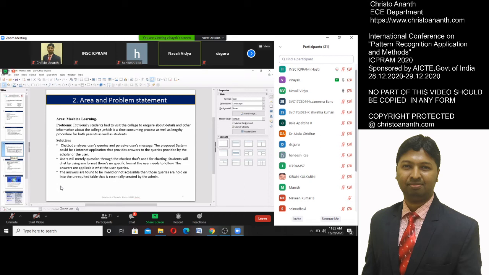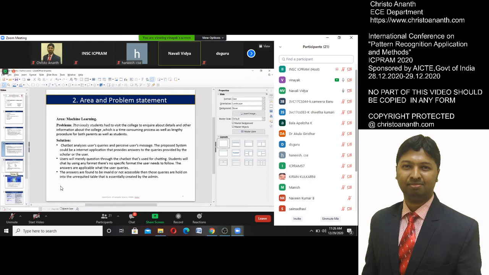The chatbot analyzes user queries and perceives user messages regarding the college. This proposed system is an internet application that provides answers to the queries asked by the user. Students can chat using any format as they wish; there is no specific format or rule the user needs to follow. If the answers are not found, then those queries are kept on hold in the unanswered table, which is created by the admin. The admin checks this table regularly. If they find any unanswered queries, they add the appropriate answer so that the bot can answer next time.